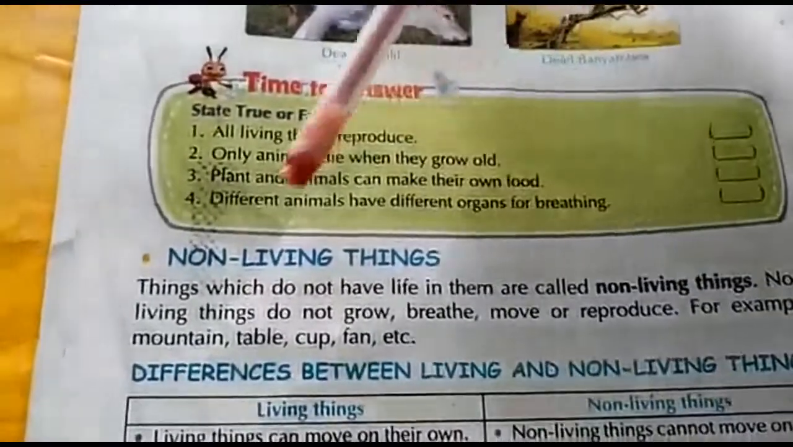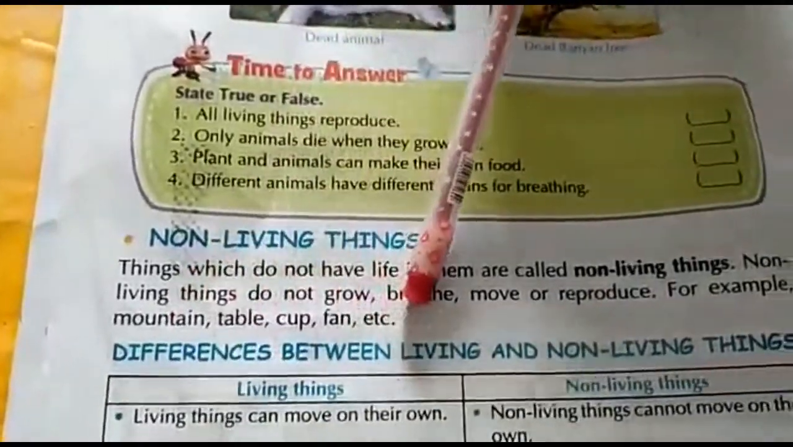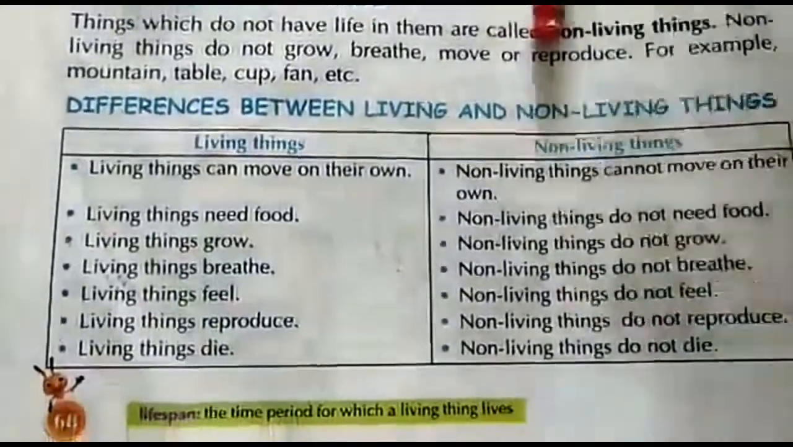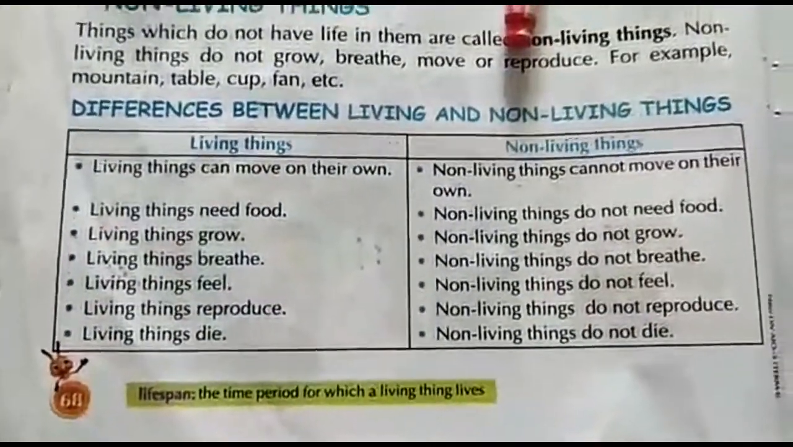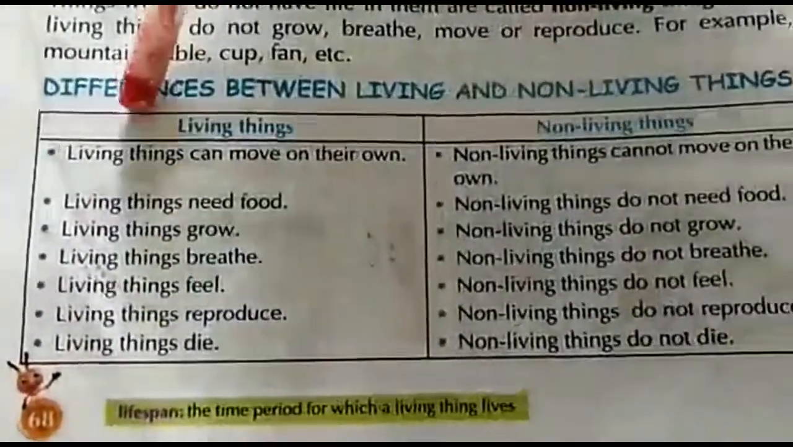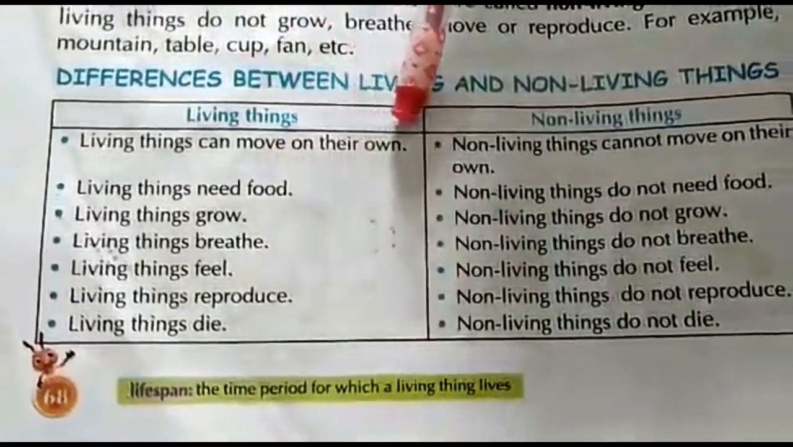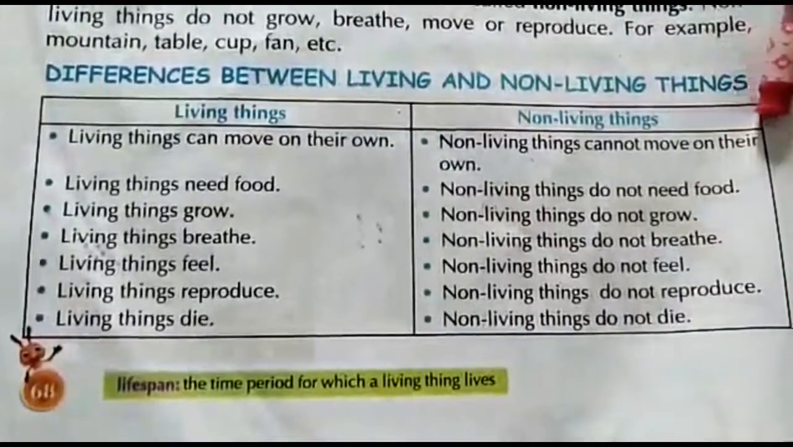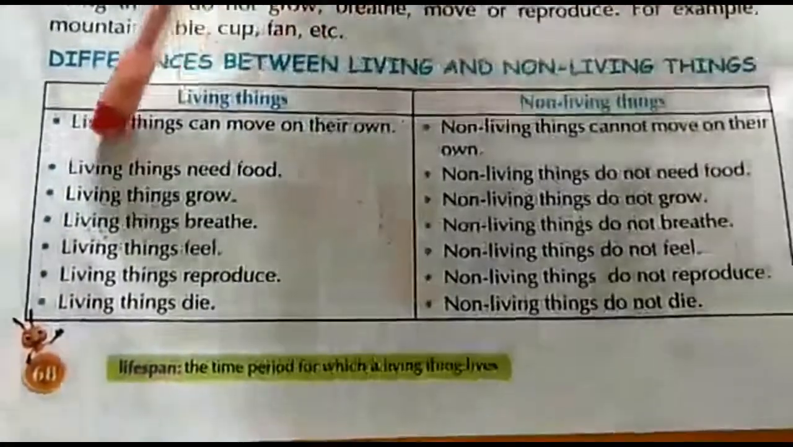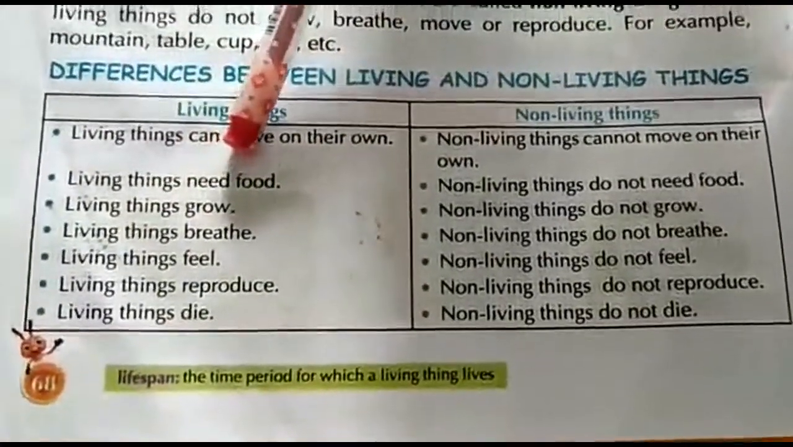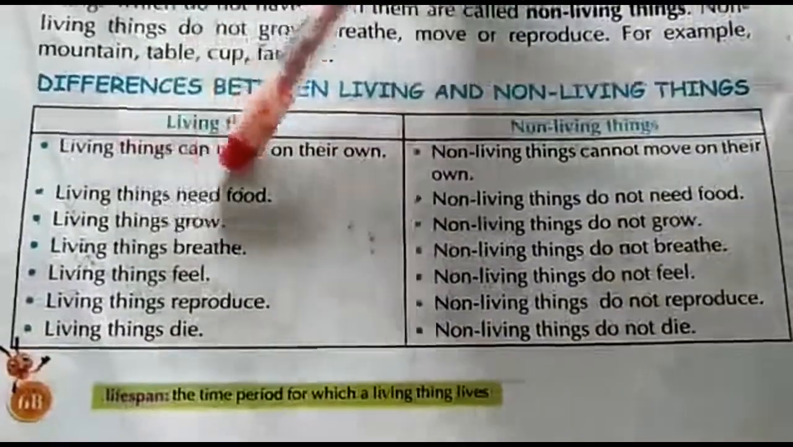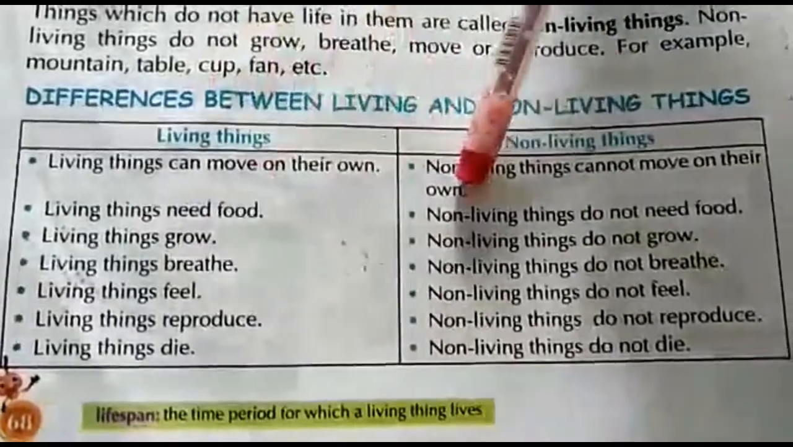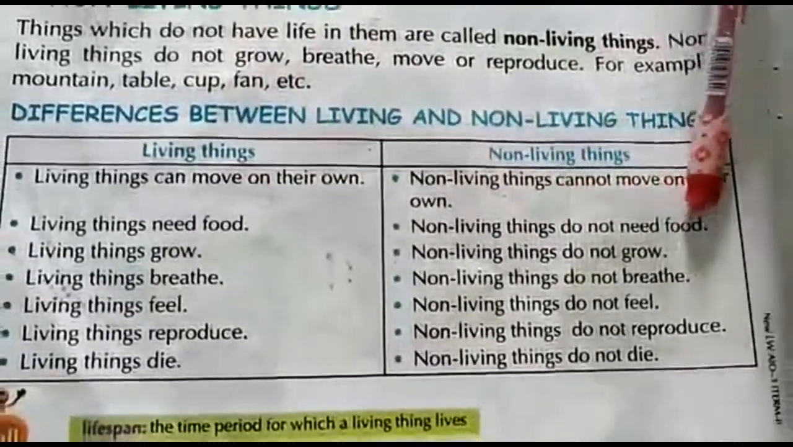Now we are learning about the differences between living things and non-living things. See here. Living things can move on their own. Non-living things cannot move on their own. Living things need food to stay alive. Non-living things do not need food.